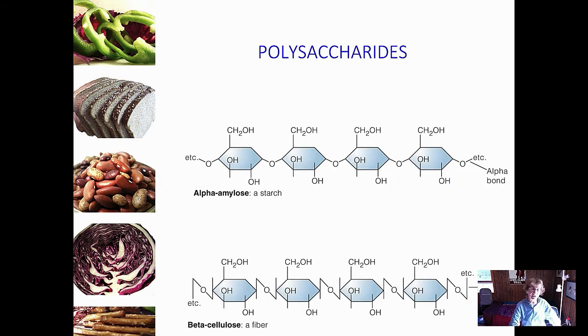These are some glucose molecules linked together. What I want you to look at is the oxygen that is separating the different glucose molecules and how it's bonded to the different glucose molecules. Alpha amylose on top, the link is an alpha link. On the bottom, it's a beta link. Humans have the enzyme to break apart those alpha links. Beta links, no, we can't digest fiber.